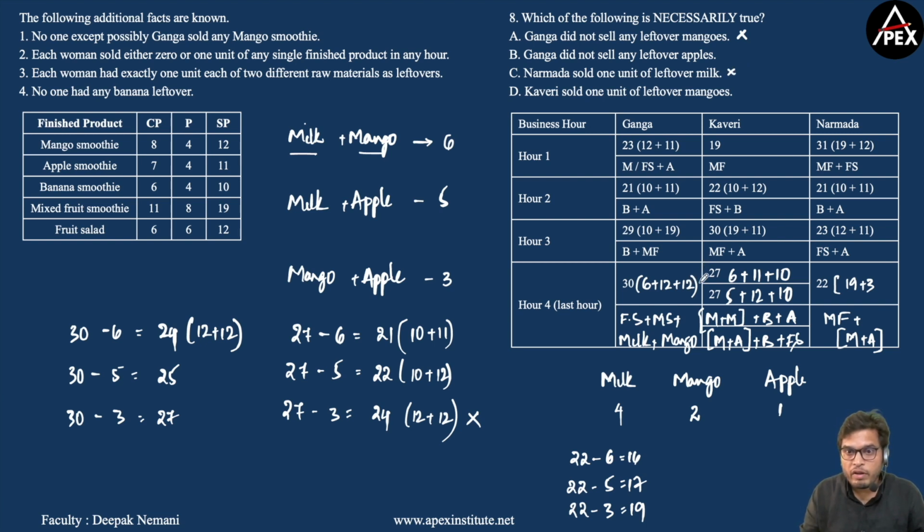Kaveri sold 1 unit of leftover mangoes. Now in one case, yes, in another case, no. In one case we have Kaveri selling 1 unit of mangoes and 1 unit of milk, whereas in the second case we have Kaveri selling 1 unit of milk and 1 unit of apple. So Kaveri selling 1 unit of leftover mangoes is not necessarily true. It could be true but not necessarily true. So this cannot be the answer. The answer for this question should be option B. So for a statement to be necessarily true or definitely true, it should be true in all the possibilities, right?